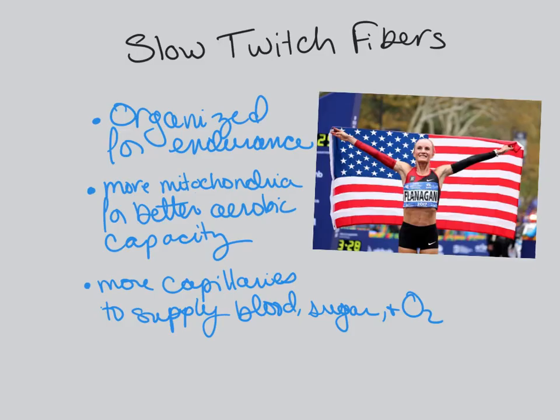Okay, so slow twitch fibers have the opposite job of fast twitch fibers. They are organized for endurance, so long distance, long time. They have more mitochondria, so they have a better aerobic capacity. They're better able to do number 4 on the energy chart, to make lots of ATP over a longer period of time. And in order to do that, they need sugar, they need oxygen, and so there are more capillaries in the slow twitch fiber to help supply the muscle with more blood, more sugar, and more oxygen to do that process of oxidative phosphorylation.